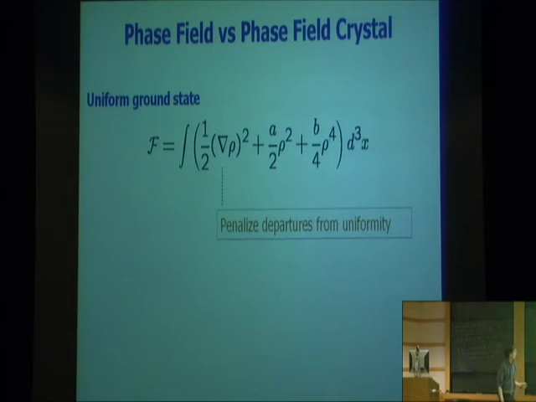Now what you do to include the spatial structure is you say the system has an energy cost whenever there is a boundary between two different types of atoms.